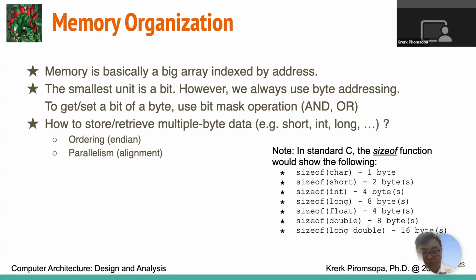Okay. Another idea: memory organization. There are two concepts that you have to understand. Ordering, or endian. The word is endian, E-N-D-I-A-N. And alignment, or parallelism. We will try to understand endian and alignment.